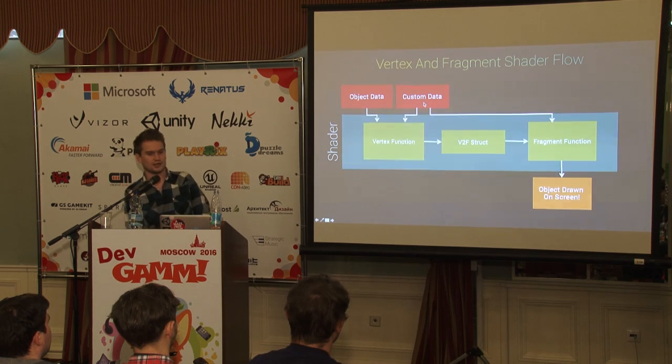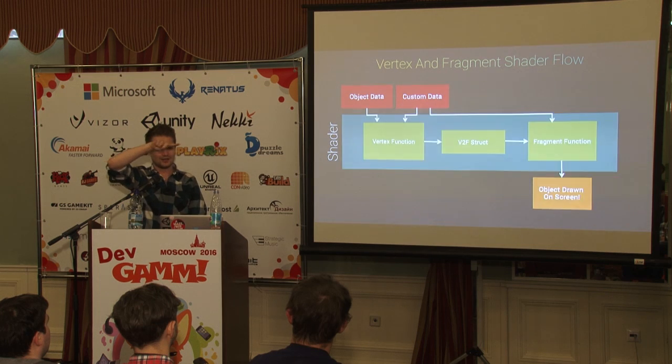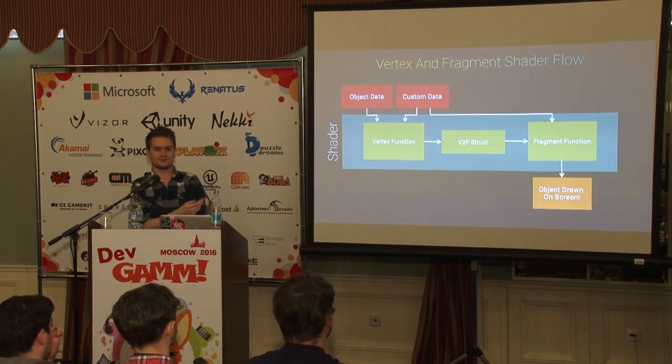Now we also have here custom data. So this could be stuff that's not part of the object. This could be stuff like textures. It could be a script that passes a value into the shader. It could be taking an audio file and getting the bass of the audio file and passing it into the shader. It's basically all your custom data.